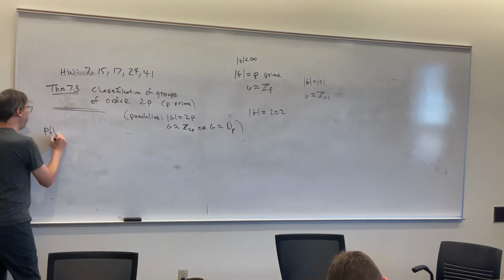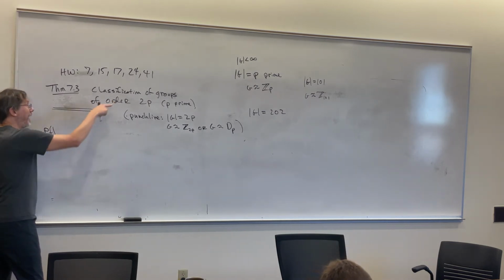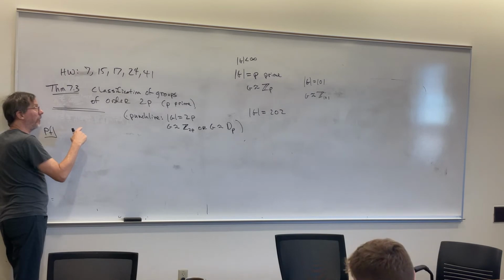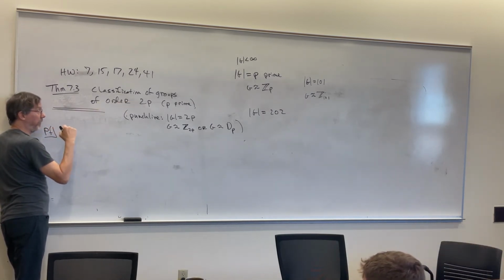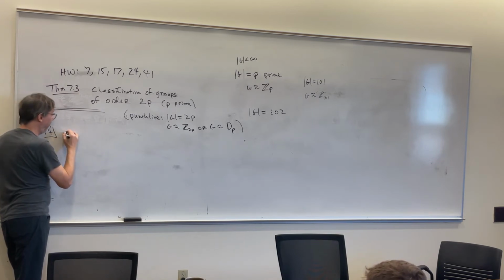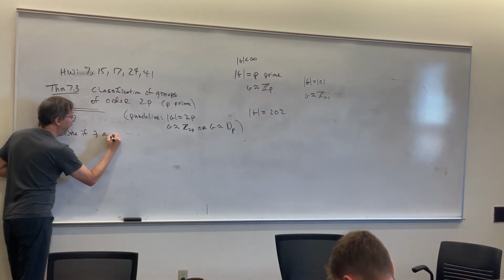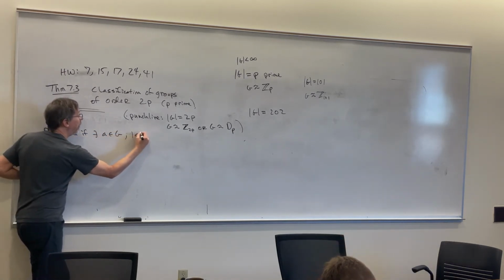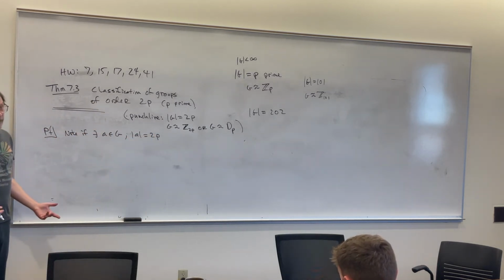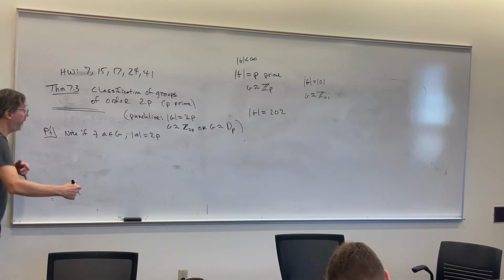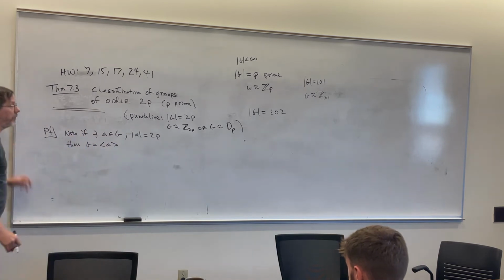So our proof. First off, if the group has an element of order 2p, then the group is cyclic of order 2p. Let's make a note here. If there exists some a in G and the order of a is 2p, that encompasses the entire group. All the powers of a hit everything inside the group, so G is literally the cyclic subgroup generated by that element.